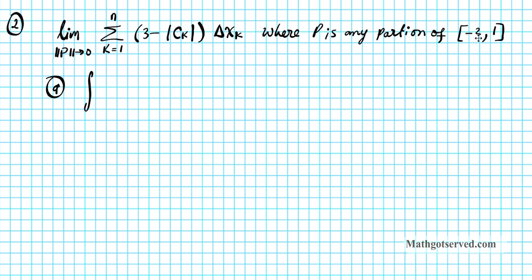Now the partition, the lower bound of the partition is our lower limit of integration, negative 2, and the upper bound is the upper limit of integration, 1. Now we keep the constant as a constant, minus c sub k now becomes x. Okay, c sub k becomes x, so we have 3 minus the absolute value of x, and delta x sub k becomes dx. All right, so this is the definite integral notation of this limit of a Riemann sum.